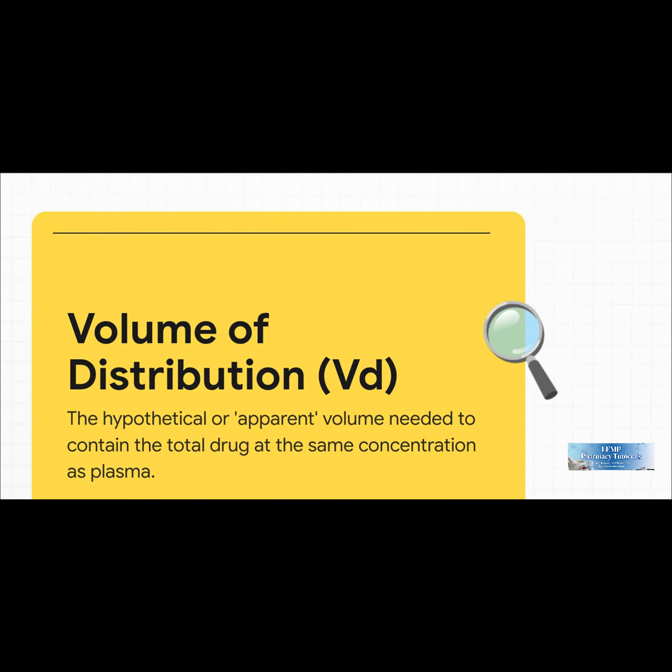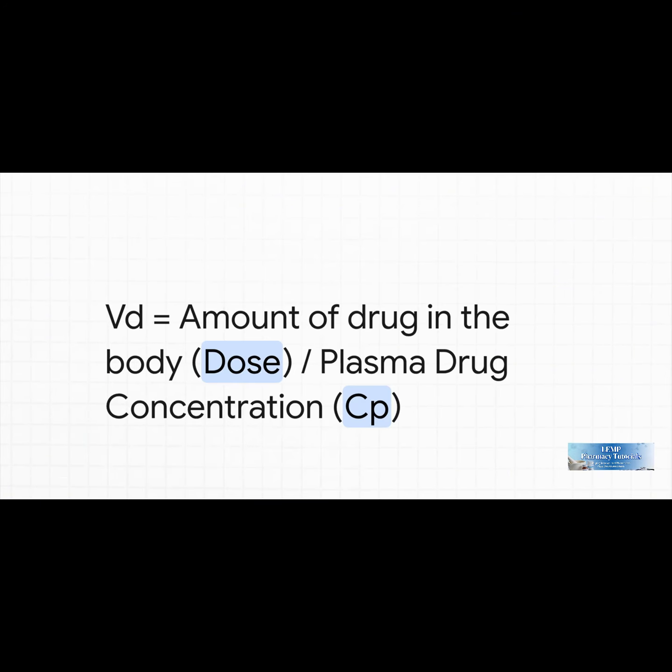Right, I really need to hammer this point home. The volume of distribution is not a real physical volume inside a person. The definition uses words like hypothetical and apparent for a very good reason. It's a calculated number, a piece of mathematical fiction, if you like. But it's a fiction that tells us a very true and very important story about how widely a drug is spread throughout the body.